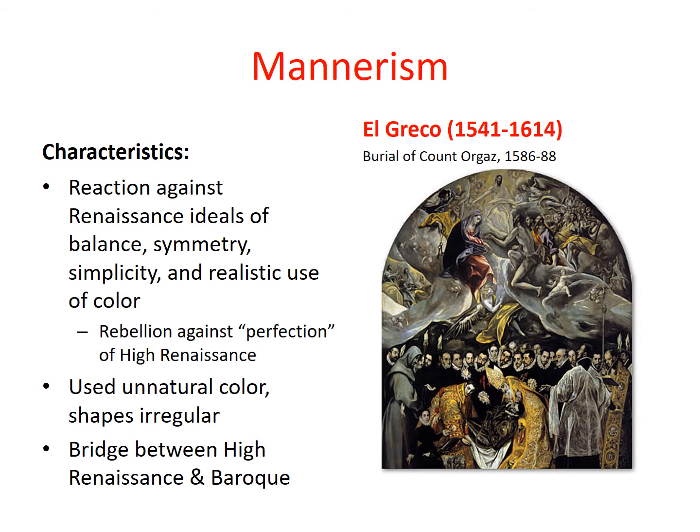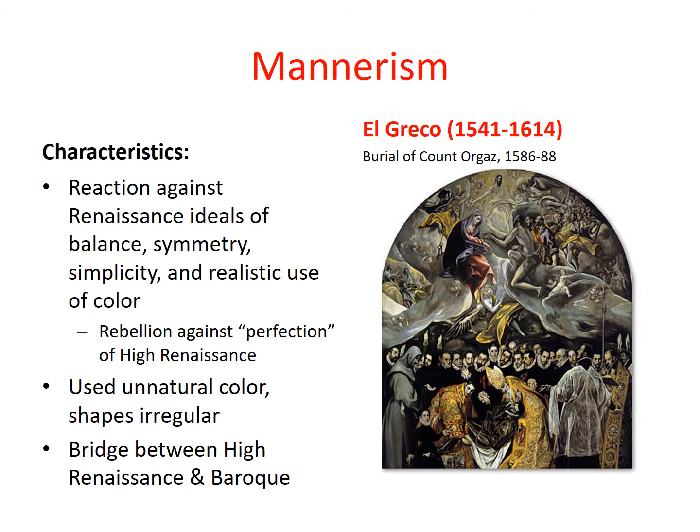It was a reaction against the Renaissance ideals of balance and symmetry and simplicity and realism. It's still realism with the use of color, but it was a rebellion against the perfection, if you will, of the High Renaissance, focusing on perfection and symmetry and balance. Instead, reflecting that life is not always rosy, that life is not always perfect. Using unnatural color, unnatural shapes, irregular shapes, elongating the body, if you will. And this is a bridge between the High Renaissance and the next movement that comes, which will be Baroque.